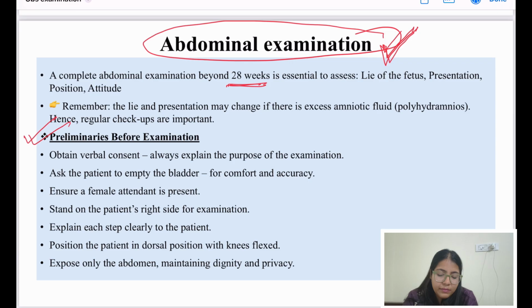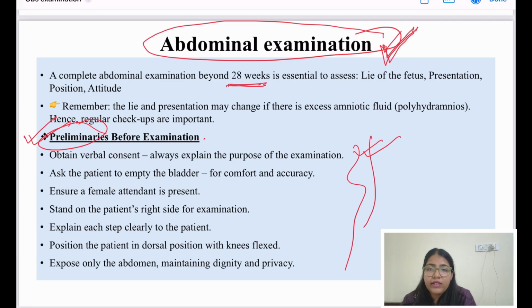Okay, so there are some preliminaries before examination. Same, verbal consent, as always, it is very important. You ask the patient to empty the bladder. These are very important and small points, but we always tend to forget them in examination. Even me, in my MBBS examination or MD examination, everyone forgets one point or other. And these are very important, because the examiner knows where we tend to forget things, and they pick up at us there only. So we should not forget. Consent is important, bladder emptying is important, female attendant is important.